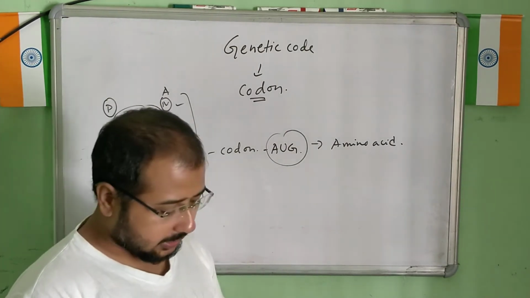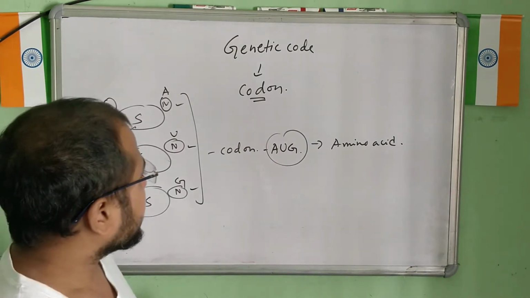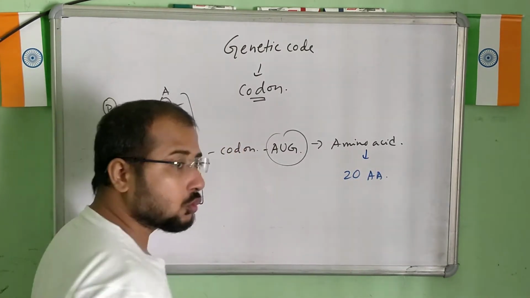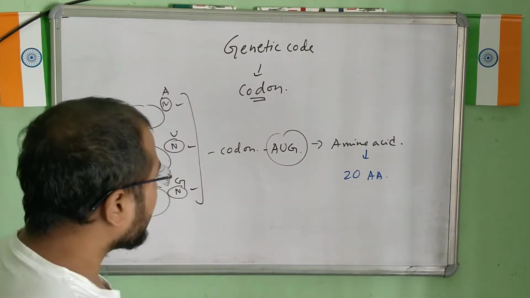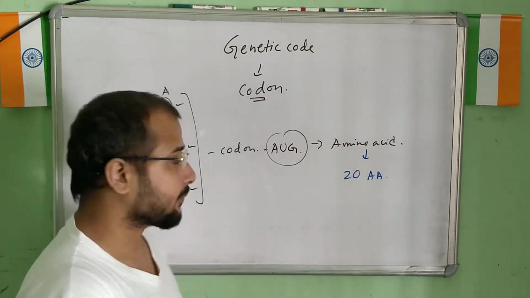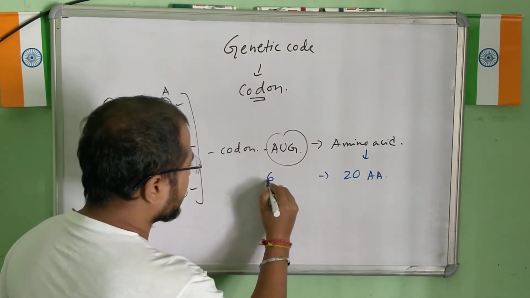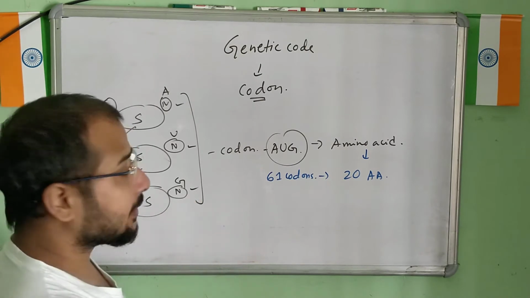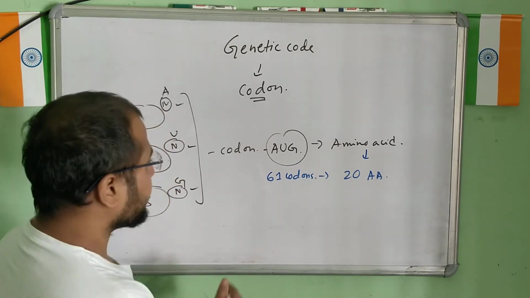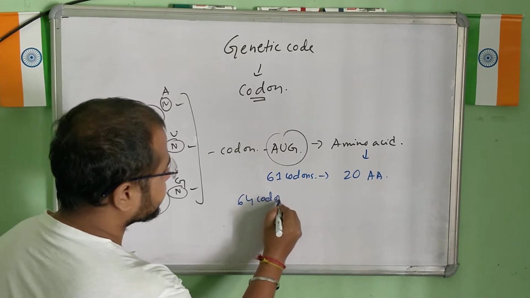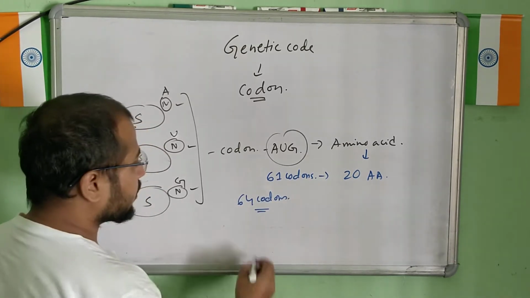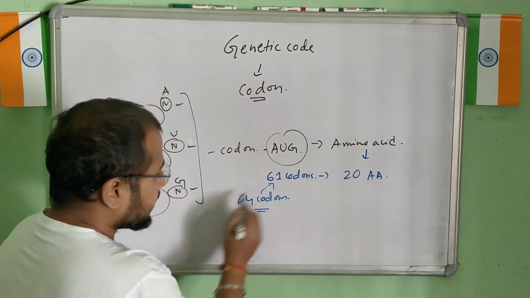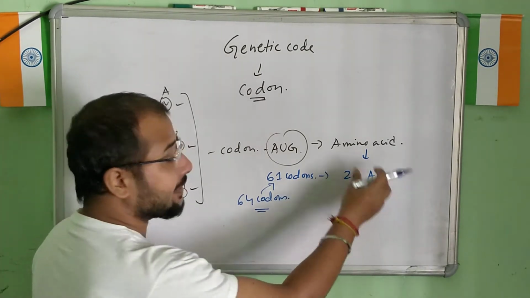Now altogether, how many amino acids do we know till now? 20 amino acids are known to us. Okay, and all these 20 amino acids are coded by a total of 61 codons. If we look at the combination of the nitrogenous bases, we will see a total of 64 codons. But out of 64, 61 code for amino acids. Out of these 61, they code for 20 amino acids.